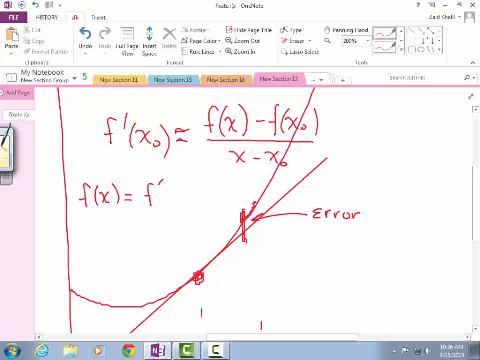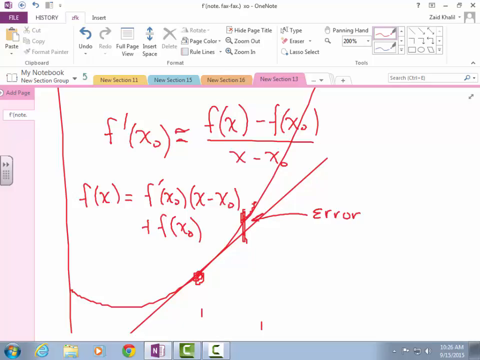F prime at x0 times x minus x0 plus f of x0. And that's a linear approximation to f of x. And that makes sense, right? Basically, all we're doing is taking the slope of the tangent line and putting that into point-slope form. And we're saying that f of x can be approximated linearly by that.